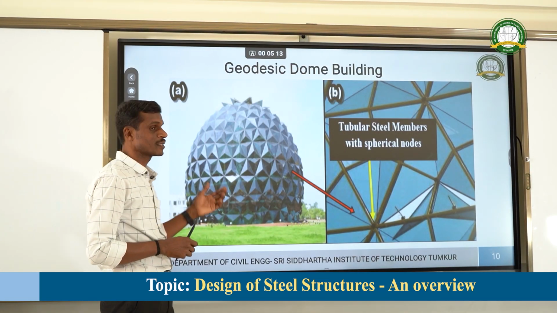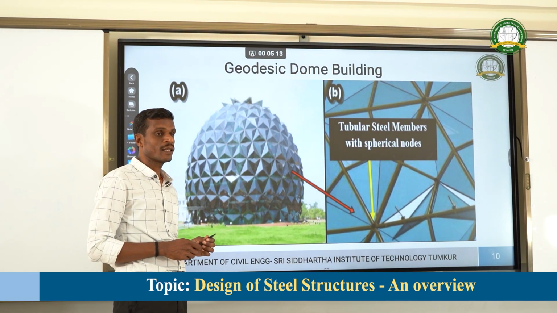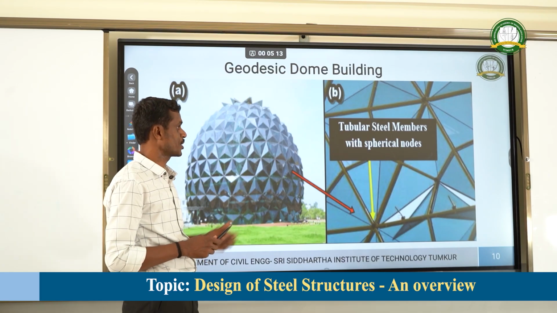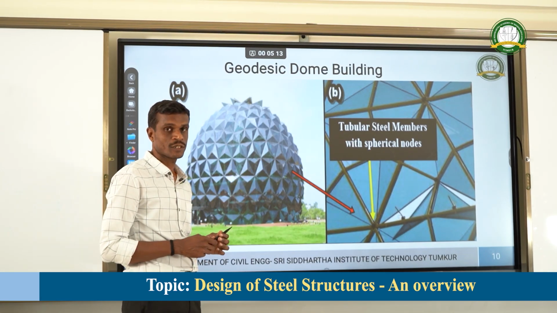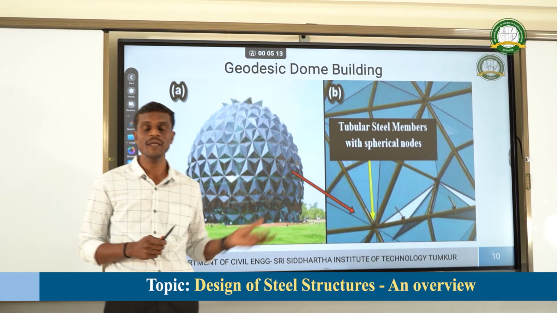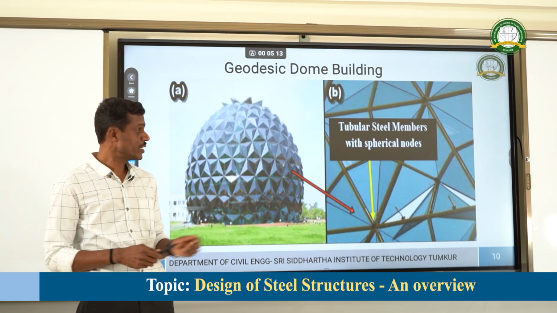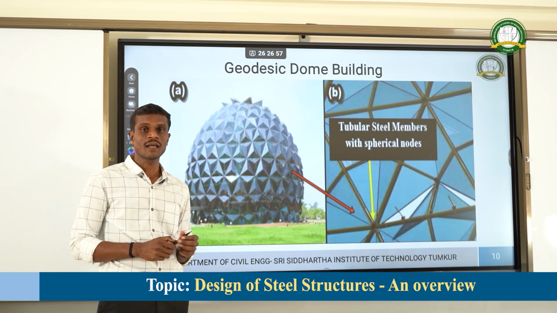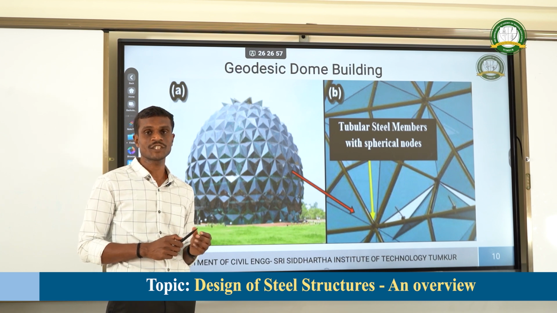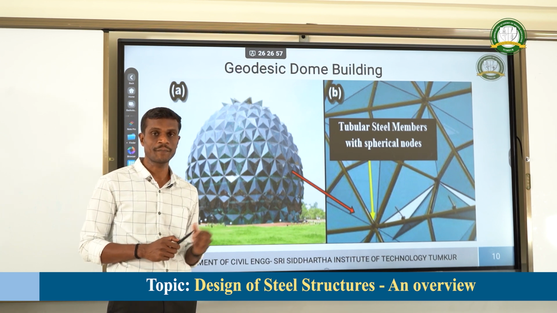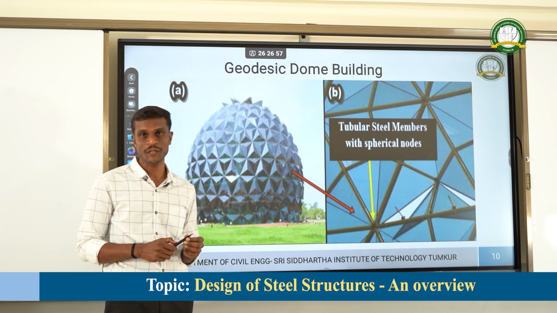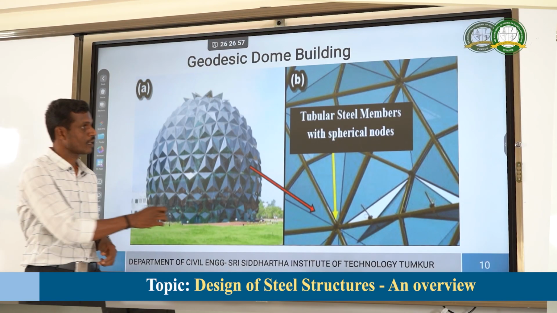Coming to this, it is a geodesic dome building. Here the structure is made up of tubular sections with spherical nodes. Tubular members are provided at the joints, with nodes, and these nodes act as connectors. From these connections the forces will be transferred, whether loads or forces in the form of compression or tension.